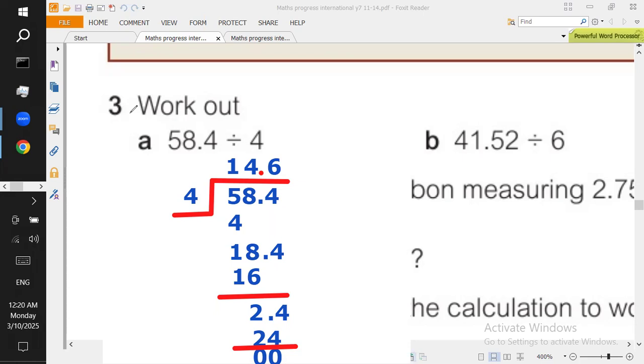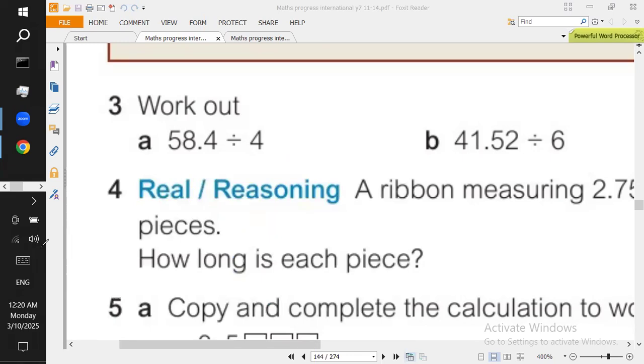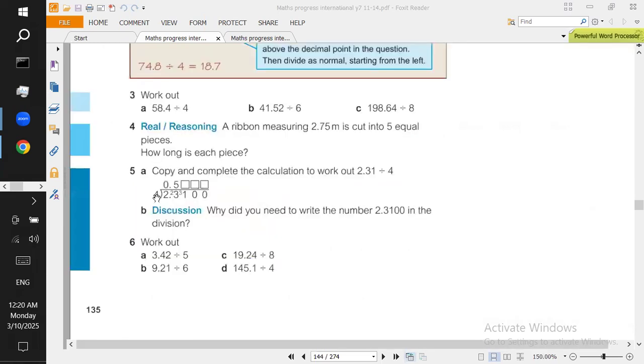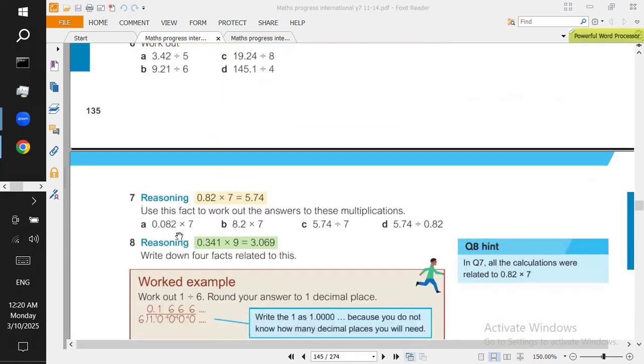Now let's move on with the questions. Let's go down here. Focus on the steps of solving these problems. Same idea that we did now, dividing decimals by a whole number.